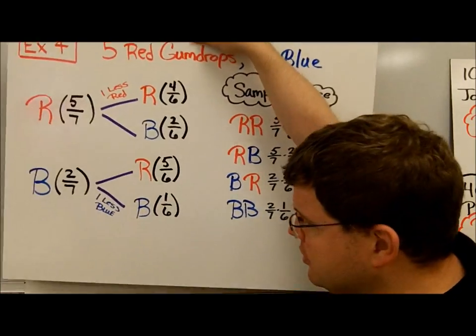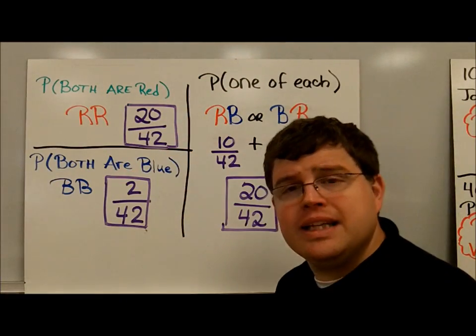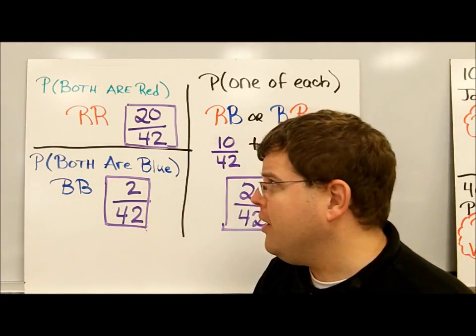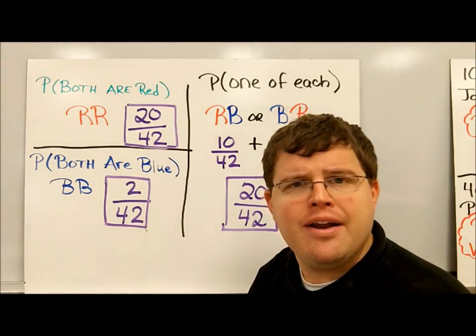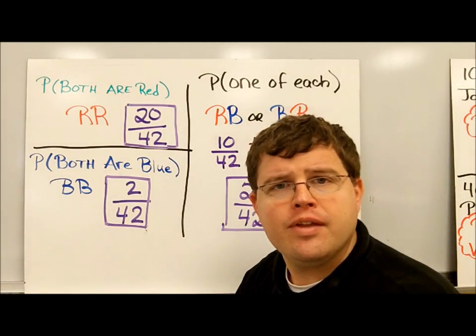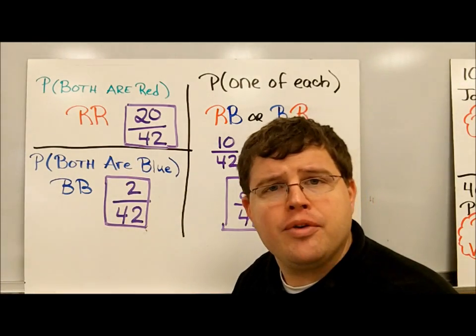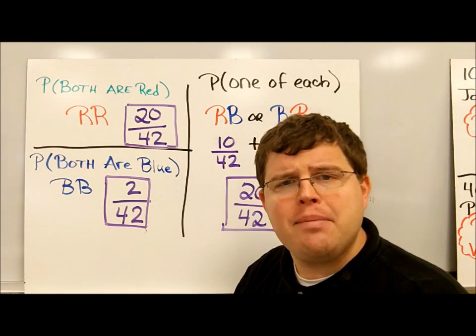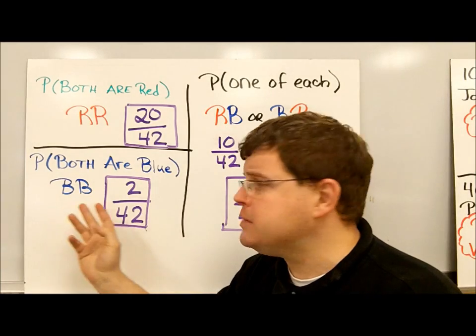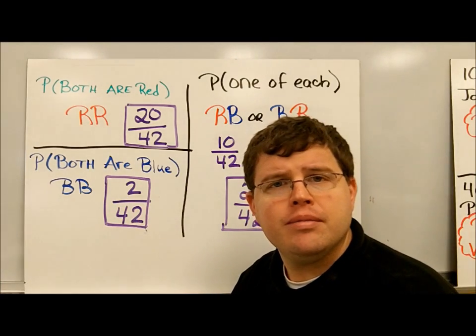Let's take a look at some of those questions. The first thing they ask me is what's the probability that both gumdrops were red? Well, that happened in my sample space when I had RR. The probability was 20 out of 42. What's the probability that both are blue? That happened when I had BB. And the probability of that, according to my sample space, was 2 out of 42.